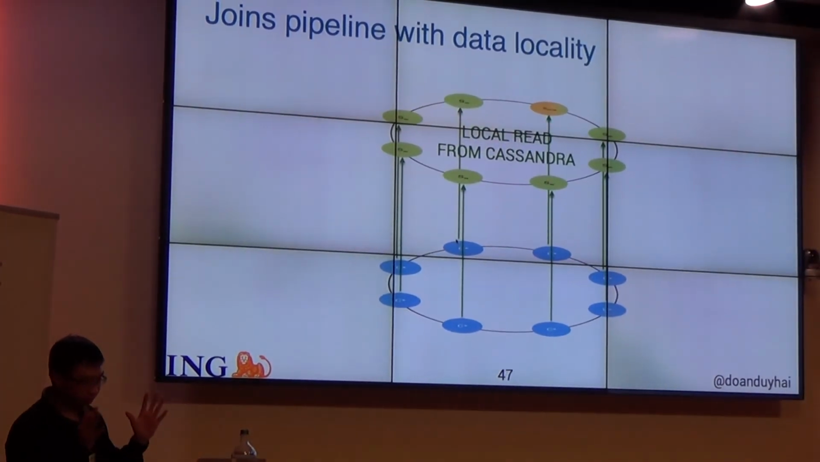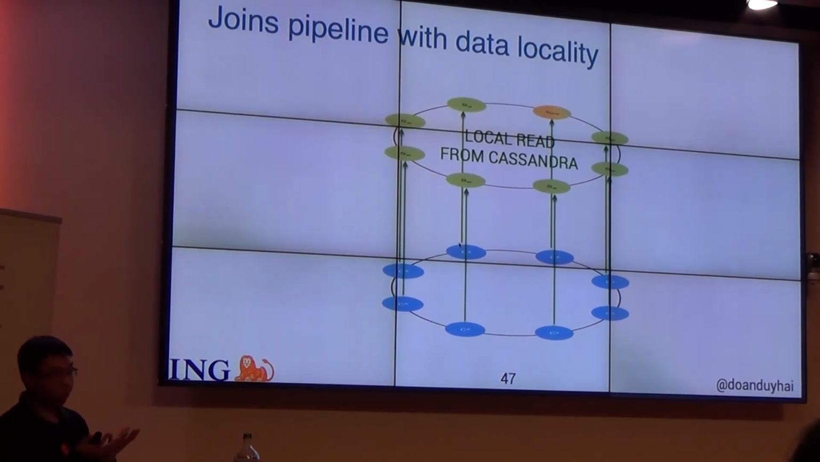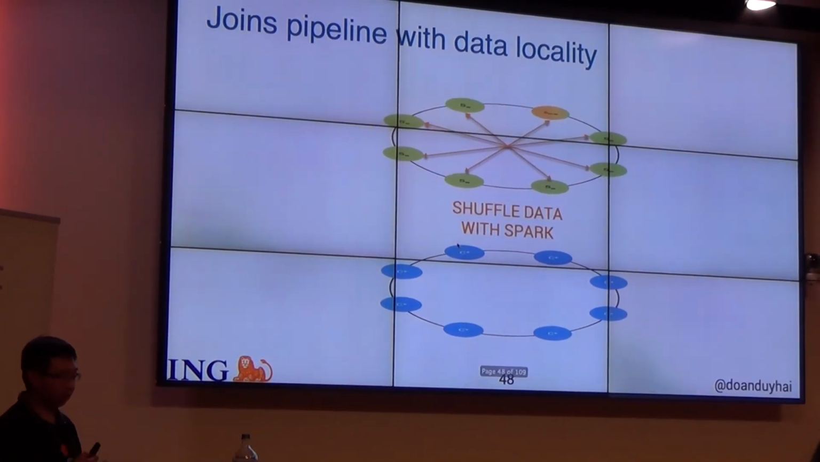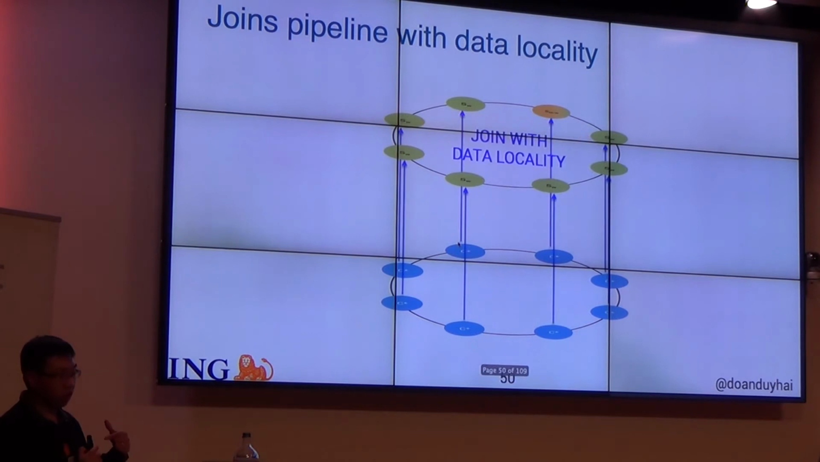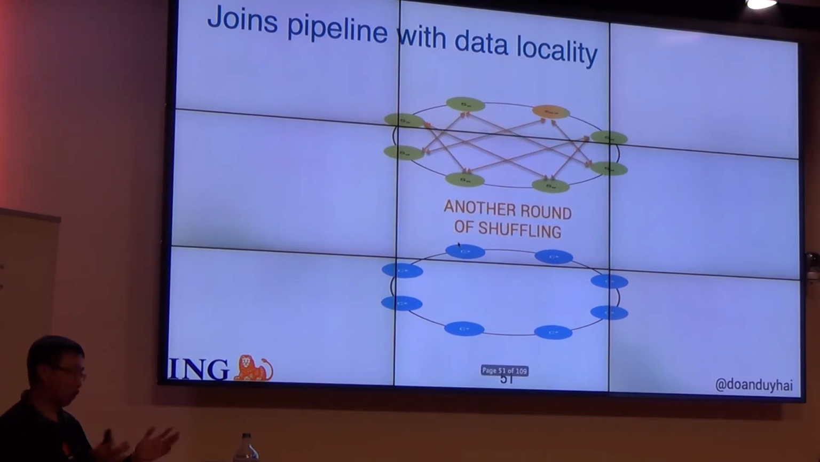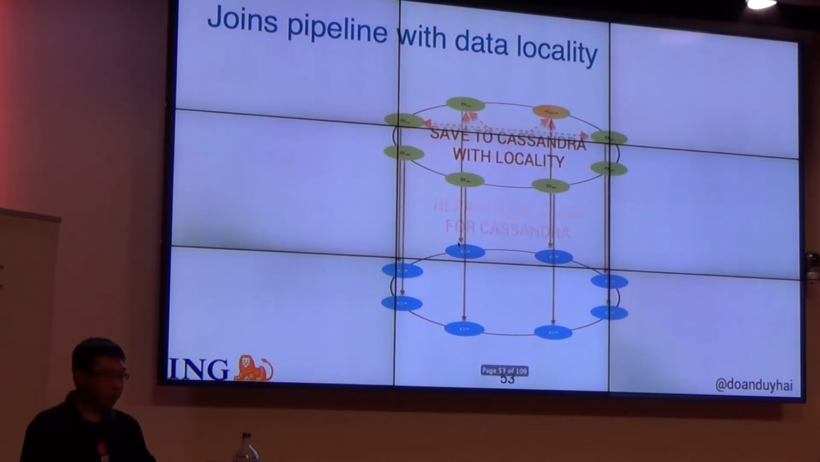So let's see how it works. Read from Cassandra locally, shuffle, repartition to map Cassandra token range, join with data locally. Another round of shuffling, force a repartition before saving data back to Cassandra.